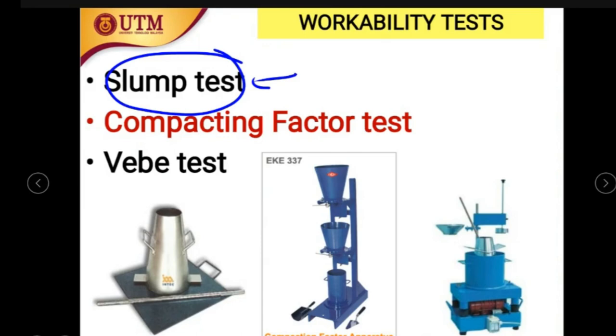So I will just briefly introduce the workability tests here. We have the slump test, the compacting factor test, and also the VB test.